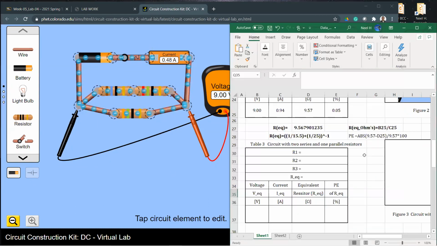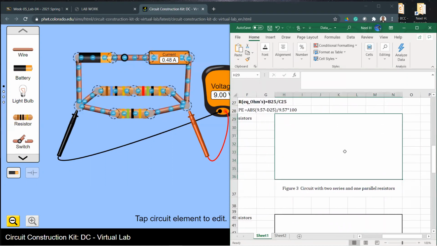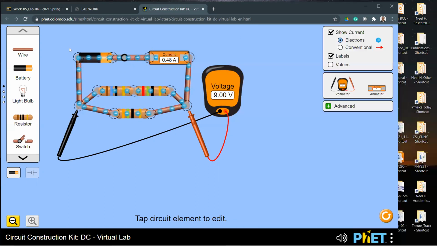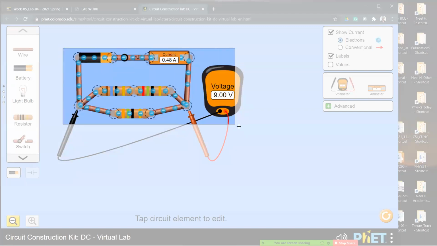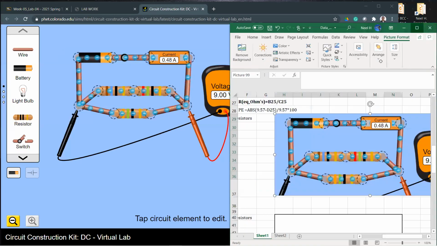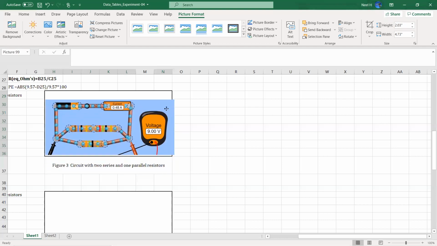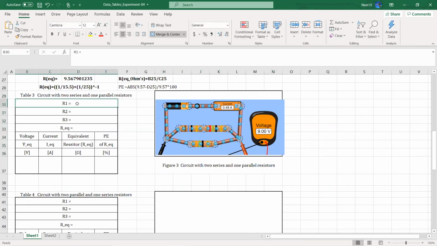Okay, that's our table number 3. So let's do a picture here. Insert illustration, screenshot, screen clipping. We can take a picture of this resistor circuit, including the voltmeter, and we'll add that into here, around here, and let's do these numbers first.